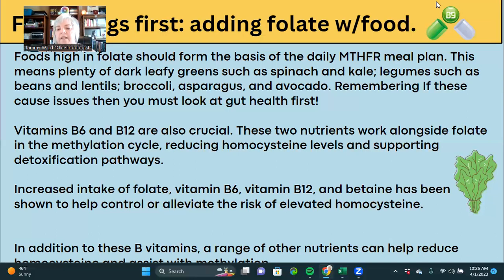So increased intake of folate, vitamin B6, B12, and betaine has been shown to help control or alleviate the risk of elevated homocysteine. In addition to these B vitamins, a range of other nutrients can help reduce the homocysteine and assist with the methylation process.